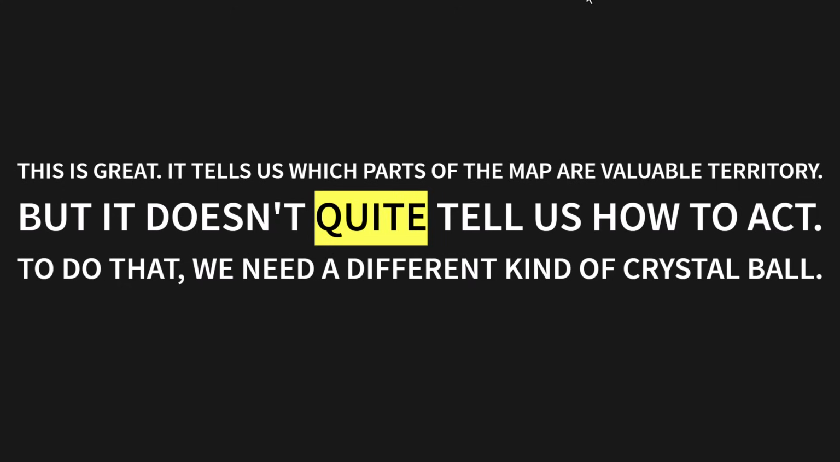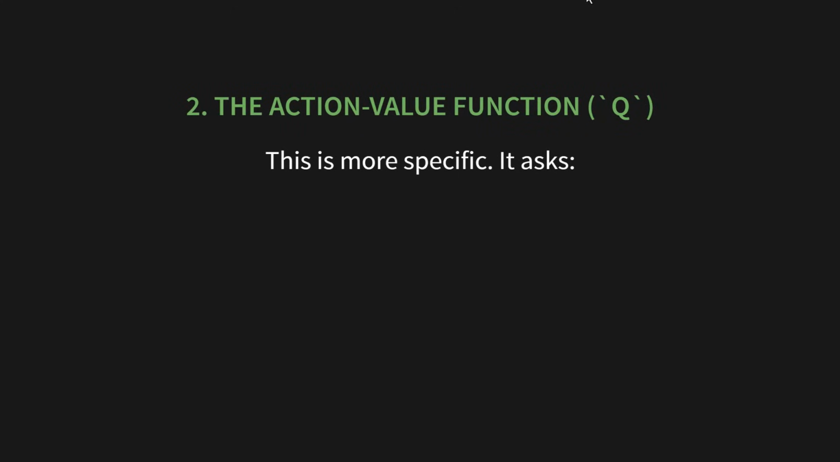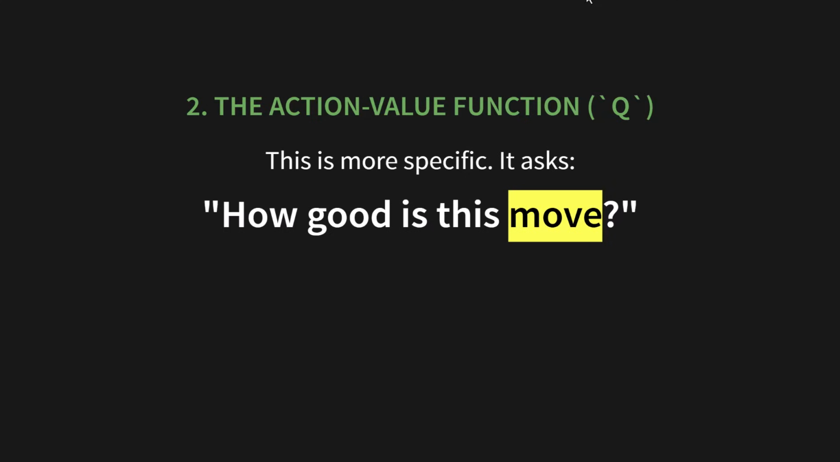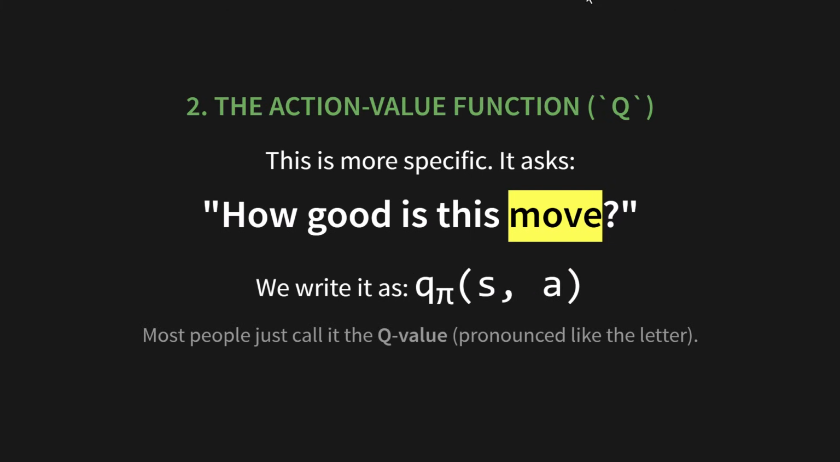This brings us to the action value function. This one is more specific. It asks a slightly different question. How good is this move? Not how good the square is in general, but how good is the specific action of going east from this square? Or south? We call this the action value function, and we write it as Q pi (s, a). Most people just call it the Q value, pronounced like the letter Q.